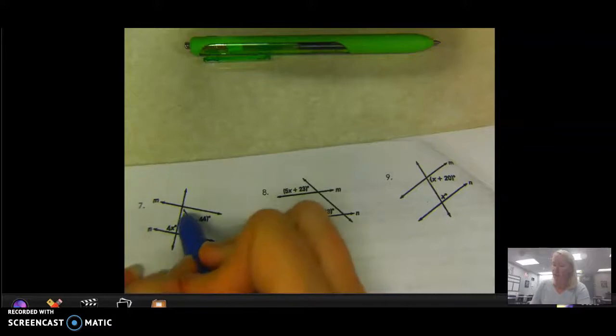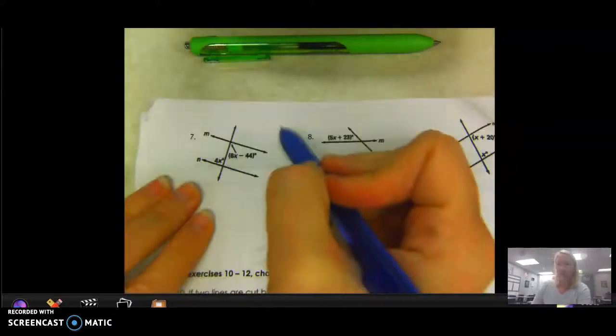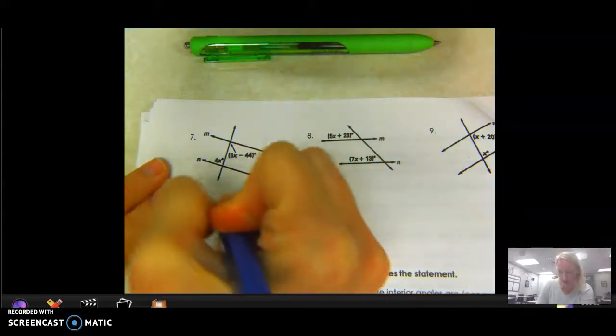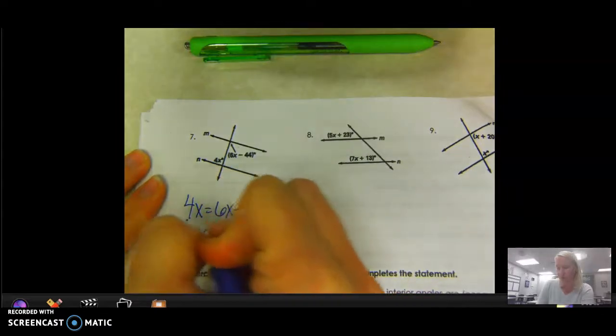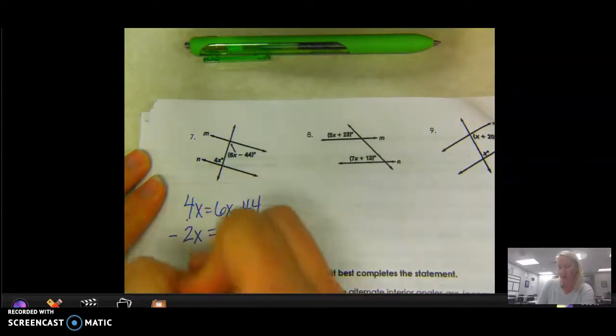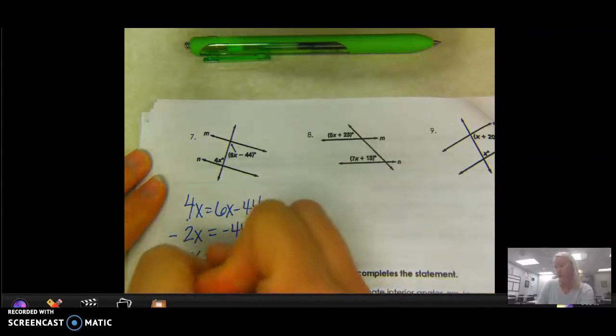On this one, alternate interior angles. So alternate interior angles should be equal. So 4x should equal 6x minus 44. I'm going to subtract 6x from both sides, so I get negative 2x equals negative 44. Divide by negative 2, divide by negative 2, I get x equals 22.